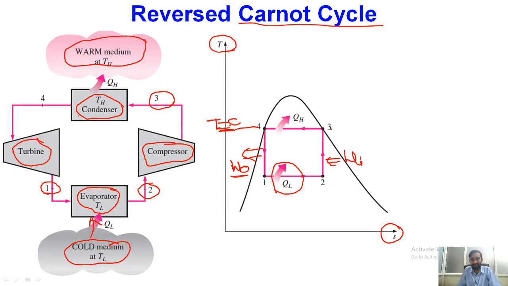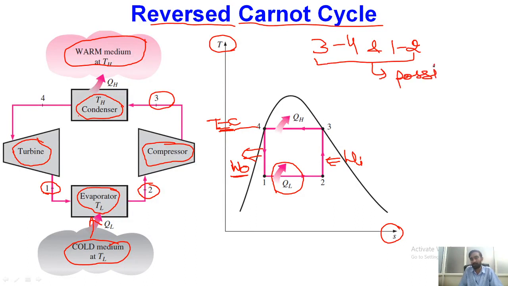But identical to a normal Carnot cycle, this reverse Carnot cycle also has certain limitations from the practical application point of view. That's why it is not used directly in our practical refrigerators or air conditioners. So what are the limitations? Let me first describe. If you see process number 3 to 4 and process number 1 to 2, these are isothermal heat rejection and isothermal heat addition processes. Because our cycle is operating within the liquid vapor dome, these processes are practically possible. So these don't pose any problem from practical considerations.